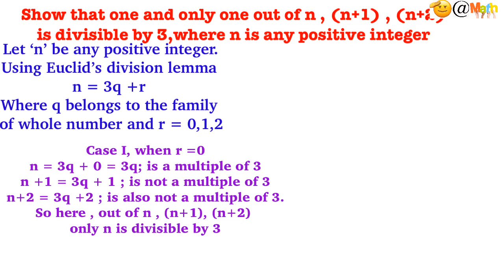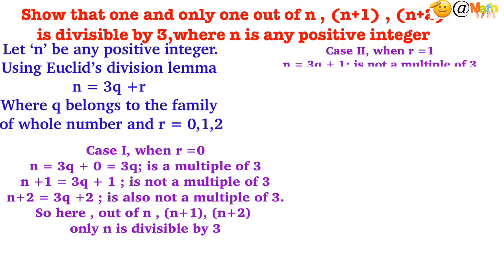Then n plus 1 will be 3q plus 1. It is not a multiple of 3. For n plus 2, it is 3q plus 2. It is also not a multiple of 3. So here, out of n, n plus 1, n plus 2, only n is divisible by 3.